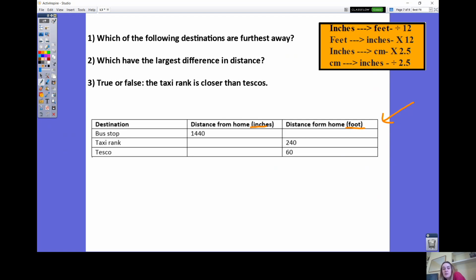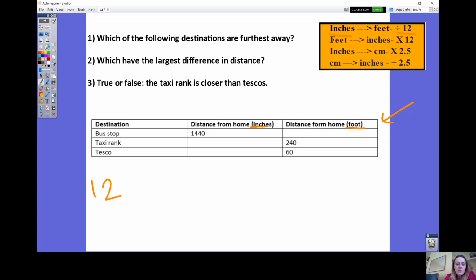First, I think it's obvious straight away, we're going to have to convert them all into inches or feet in order to be able to compare them all. So, to go from 1,440 inches to feet, let's look at the conversion. Again, this table is so important, so it's really important you look at it. You have to divide by 12.